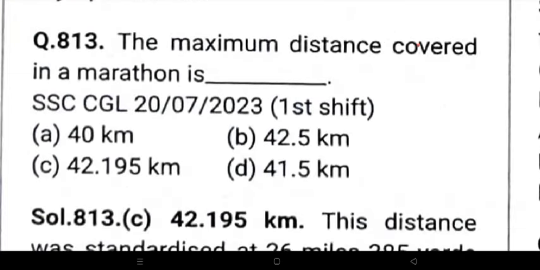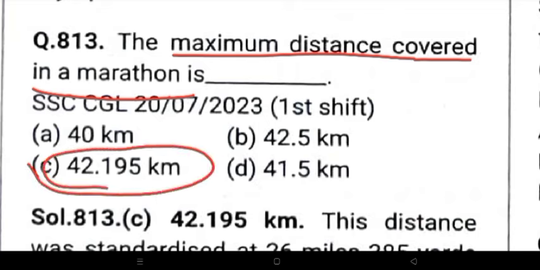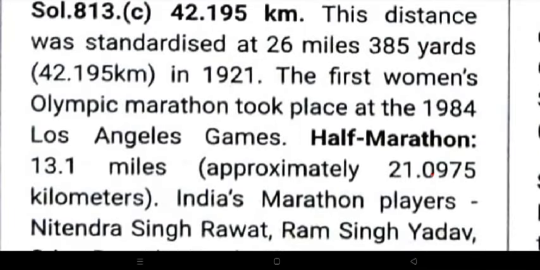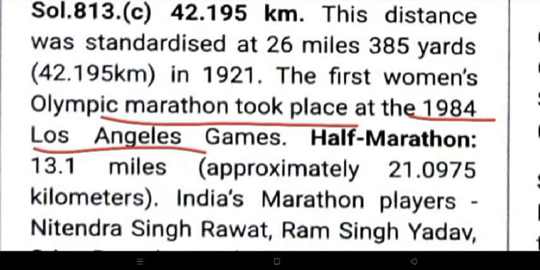Next, the maximum distance covered in a marathon is 42.195 kilometers. The first women's Olympic marathon took place at the 1984 Los Angeles Games.